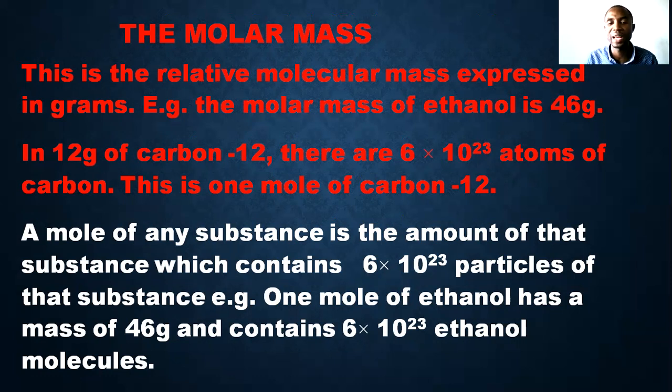So 1 mole of any substance is the amount of that substance which contains 6 times 10 raised to the power of 23 particles. Particles in the sense that it could be atoms, it could be molecules, it could be ions. When we use the word particle, it summarizes it, so it can serve that purpose for any of them. So 1 mole of ethanol has how many grams? 46 grams based on our calculation. And it contains how many molecules? 6 times 10 raised to the power of 23 molecules of ethanol.